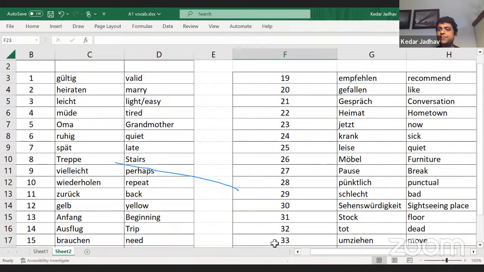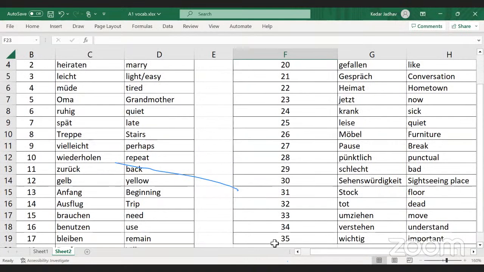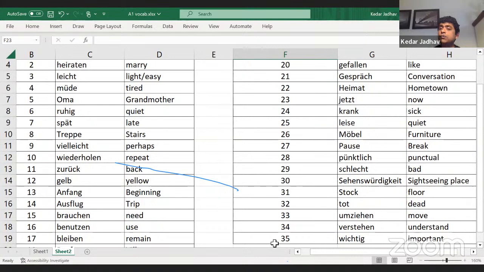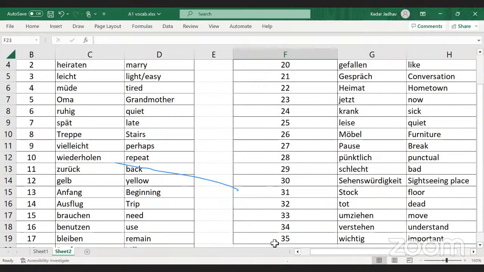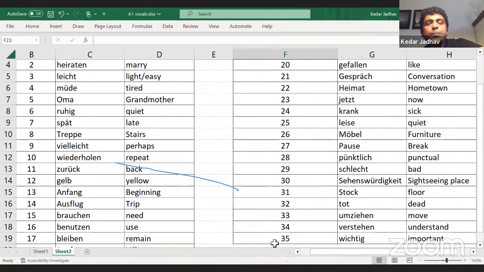Okay. Zurück is back. Gelb, yellow. Anfang is beginning. So it's just like we do the same thing. I think in B1 we will read how we make nouns. Khelna is a verb, right? What is its noun? Khel and khiladi. Understood? Khelna is a verb. From it we make nouns: khel, khiladi. In English also, from to play comes player.